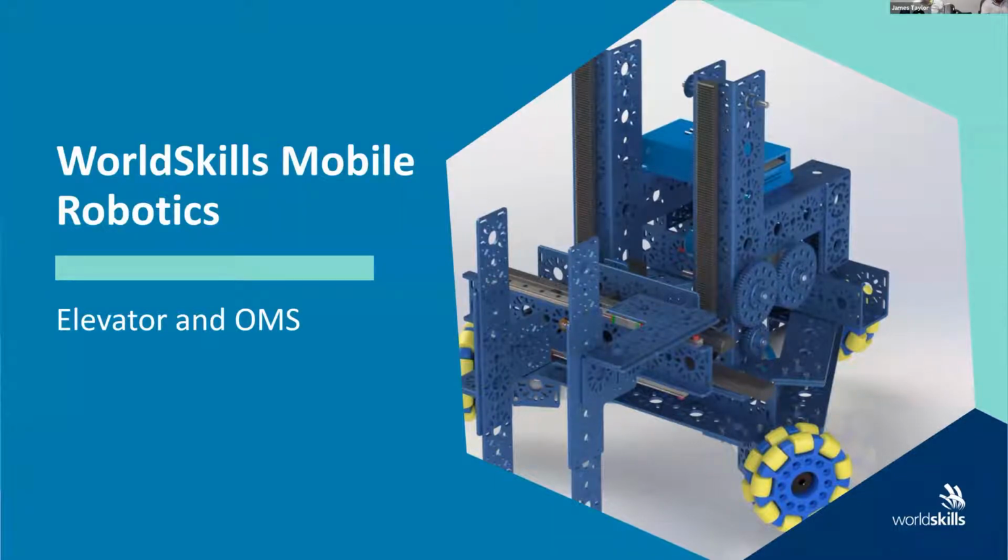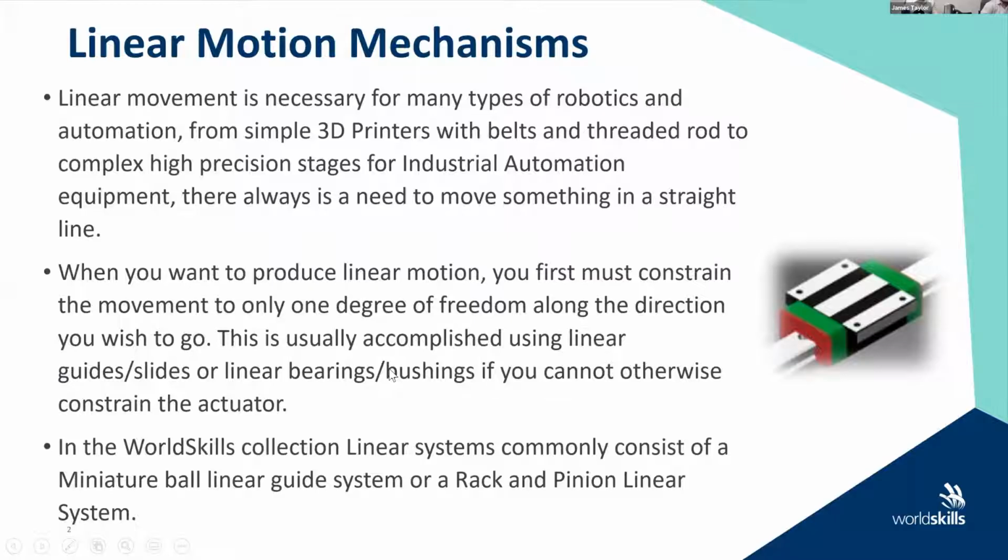All right. Okay, so we'll just continue on. So the elevator and the OMS, or the object management system, we are going to use both types of linear mechanisms that are in the system right now. And linear movement is necessary in all types of robotics and automation. So anything from a simple 3D printer, which has a slide system and a belt with a threaded rod, uses the same type of mechanism as does a complex high precision staged industrial automation equipment. So the skill set that we're using here and teaching here can be used over all sorts of automation principles.